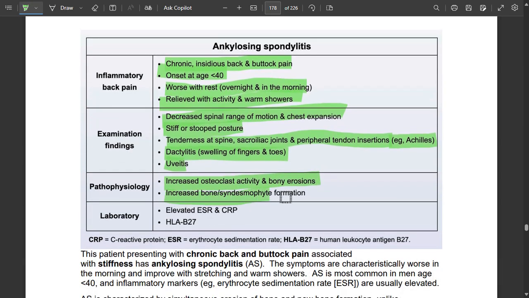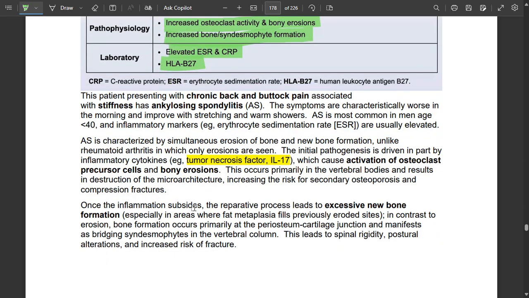Increased bone or syndesmophyte formation can also occur. Elevated ESR, CRP, and HLA-B27 can be positive. This patient is presenting with chronic back pain. If they're a patient with chronic back and buttock pain associated with stiffness, stiffness means ankylosing spondylitis.